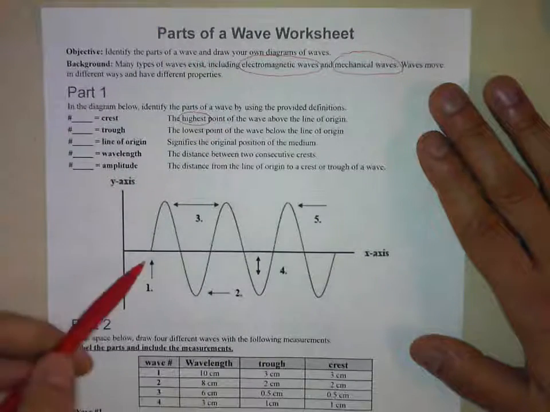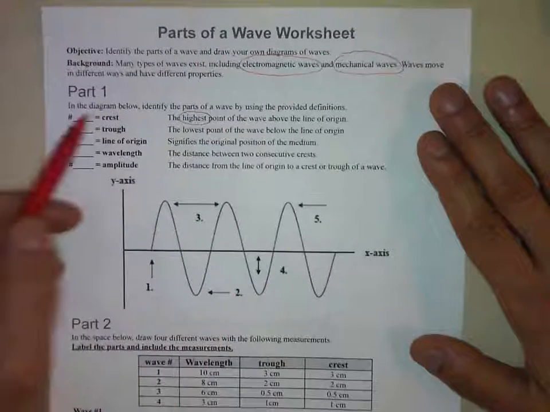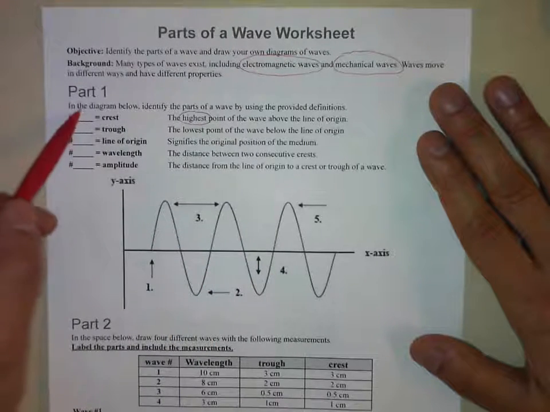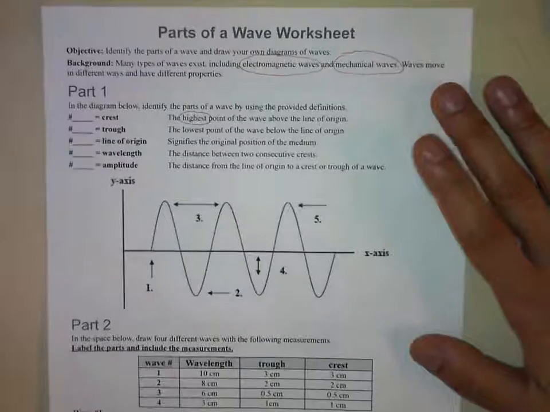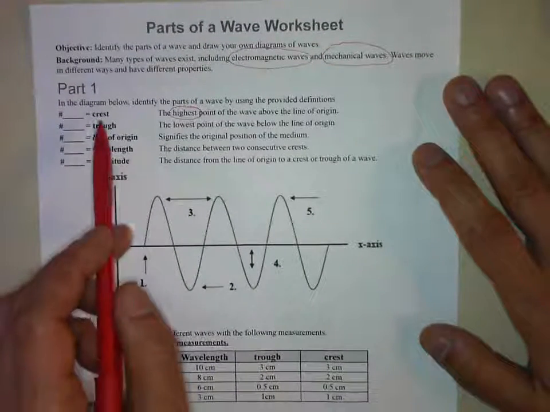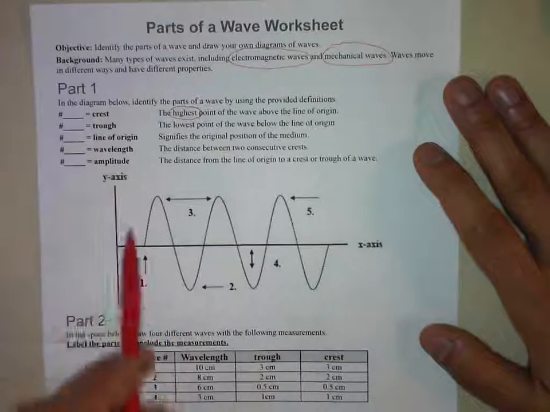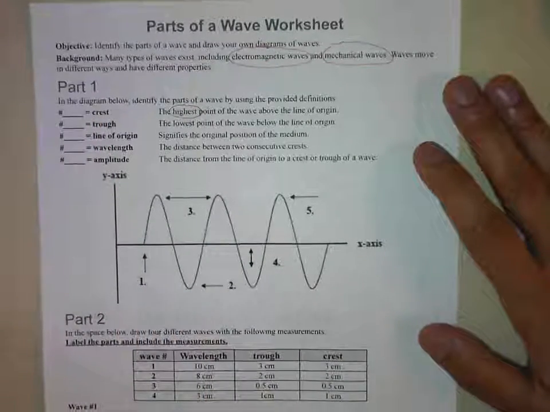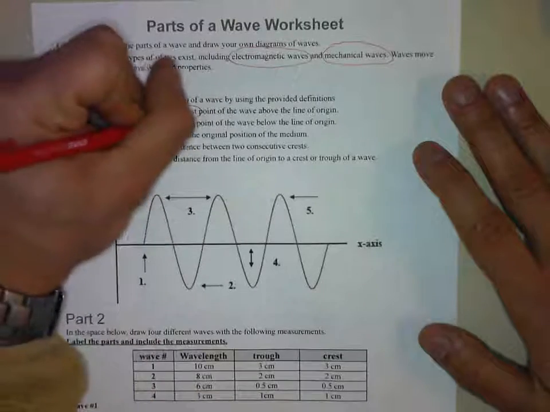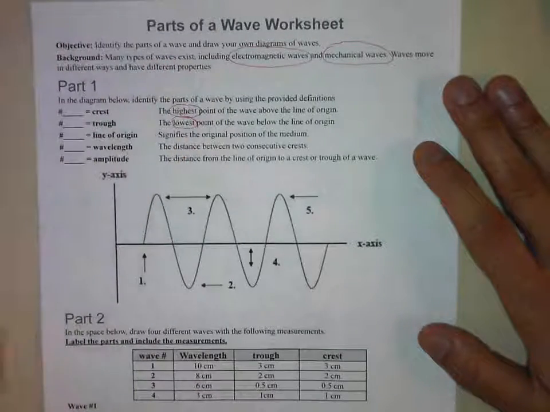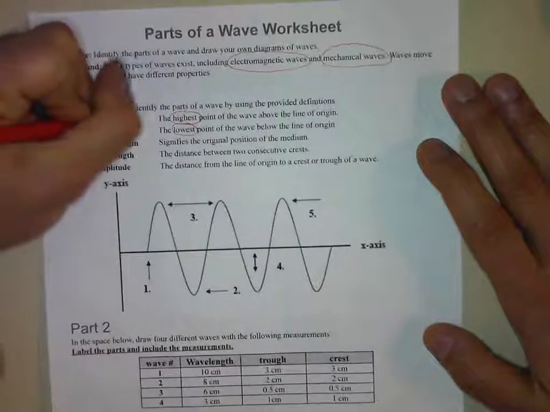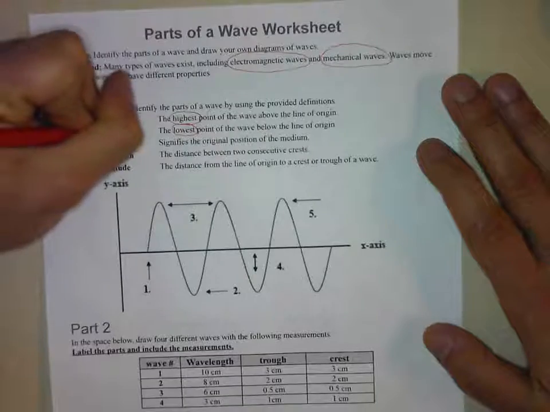Okay, so which number represents the highest point? So you need to identify and put a number here. And if you need to use the personal dictionary to match the definition and the word to a picture, that's okay. Next one, trough. Trough is the lowest point or the bottom of the wave. I do like to call the crest the top and the trough the bottom.